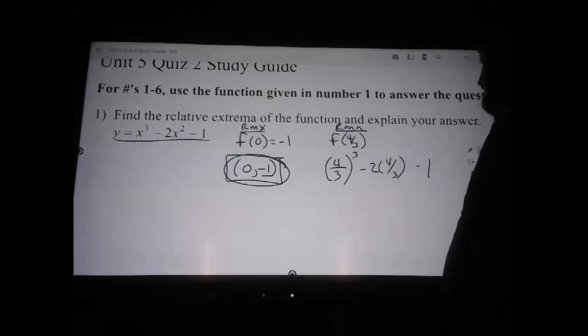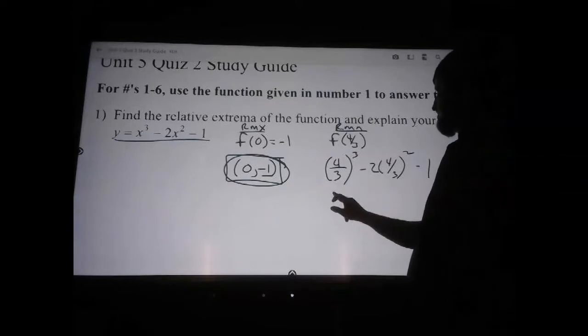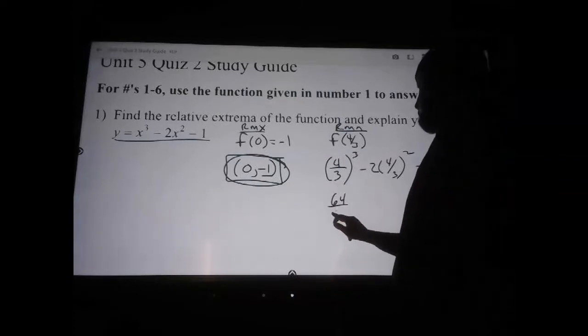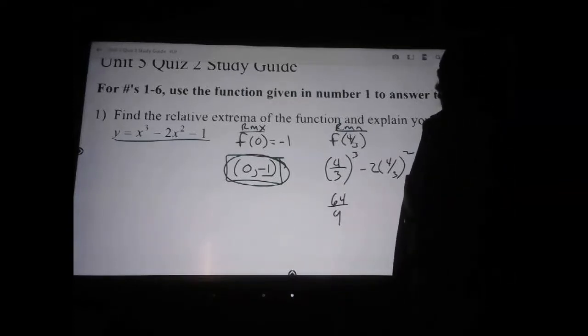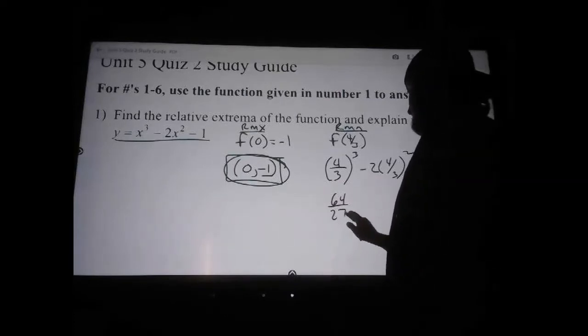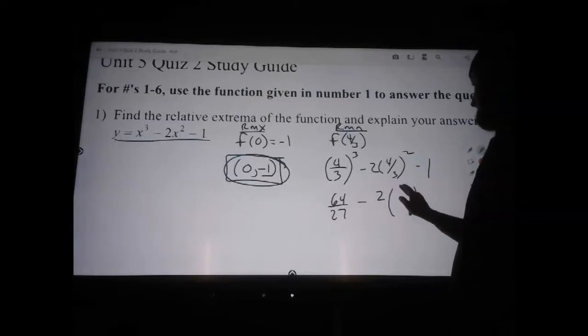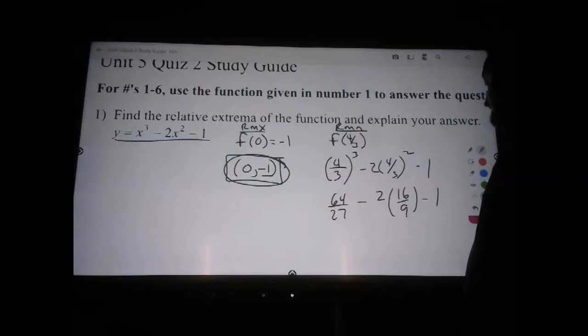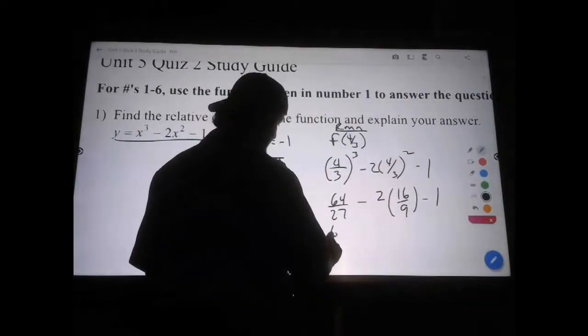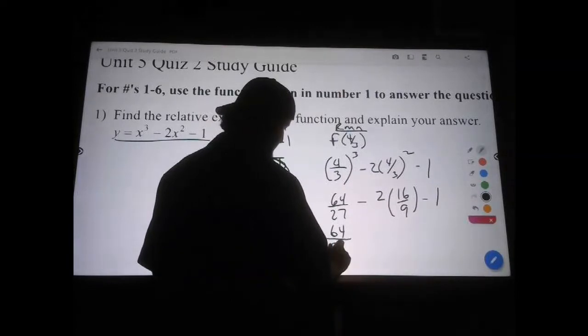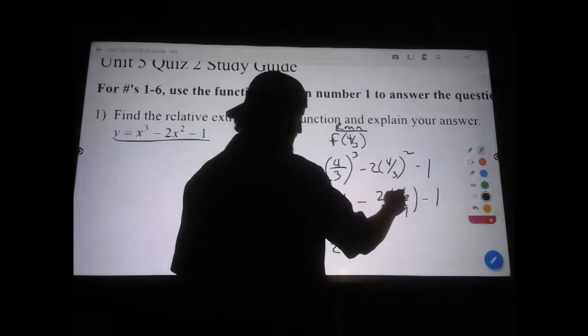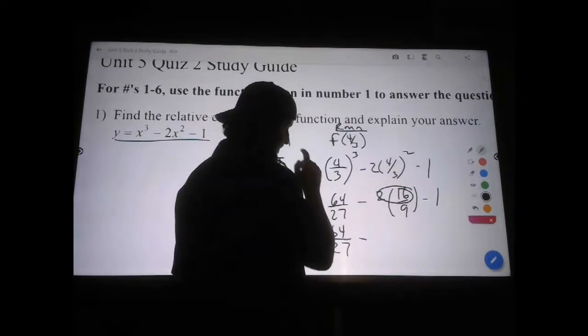So we're going to work this out. That's going to be 64/9 if we cube it. No, I'm sorry, it'll be over 27. And then we'll have 2 being multiplied by 16/9. So what we're going to need is a common denominator here. This is going to be 32, right?